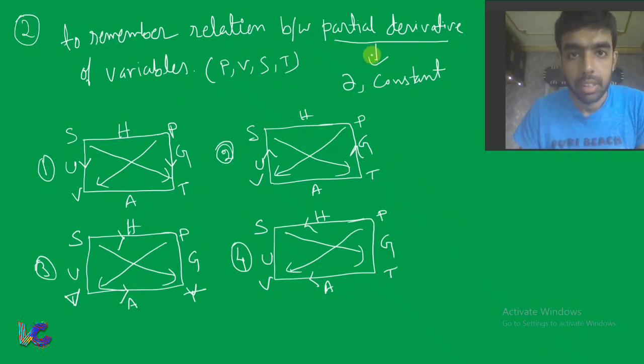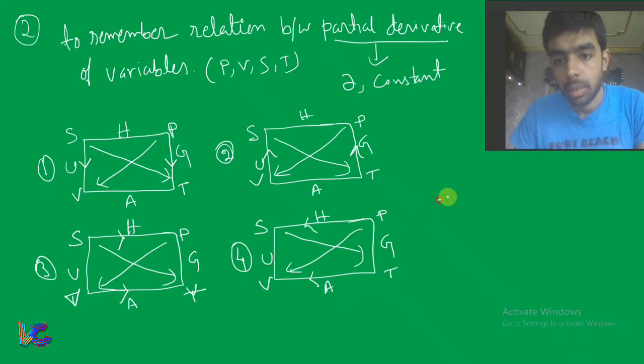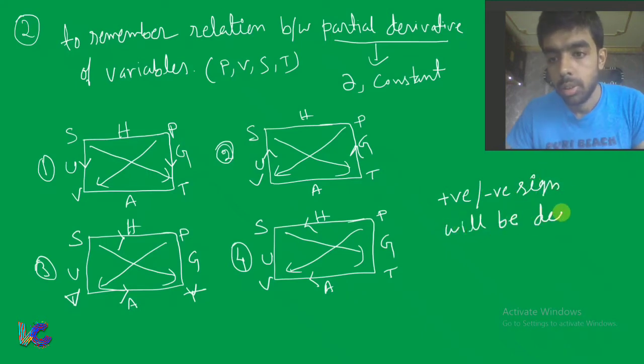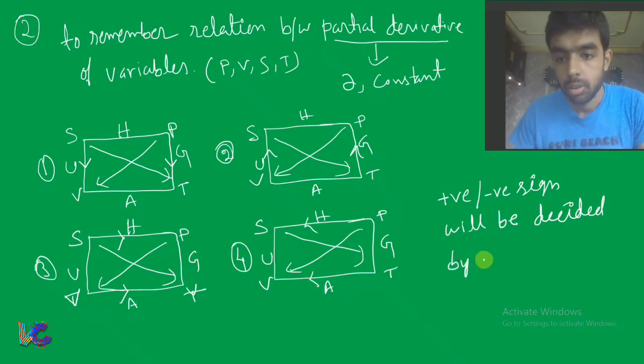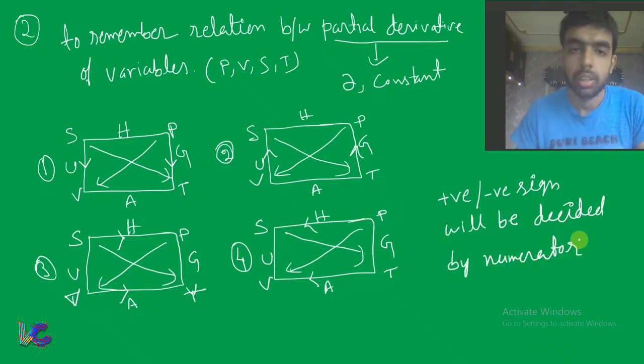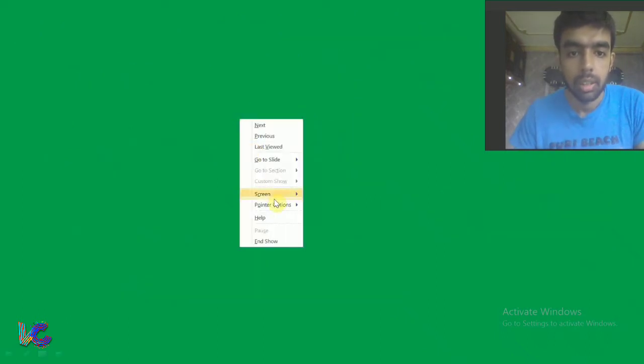Now I have said that we designate the partial derivative as del, and we will introduce a constant in the partial derivative also. Now in all the four cases I will show you. I have already told you how the positive and negative signs come. Now here one thing that you have to remember is that the sign, either positive or negative, will be decided by the numerator. Now let's see how this sign will be decided by the numerator. So let's see one by one.